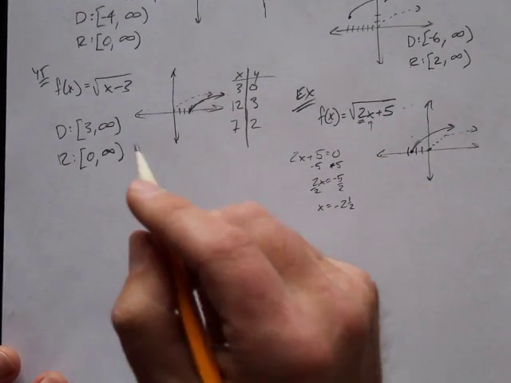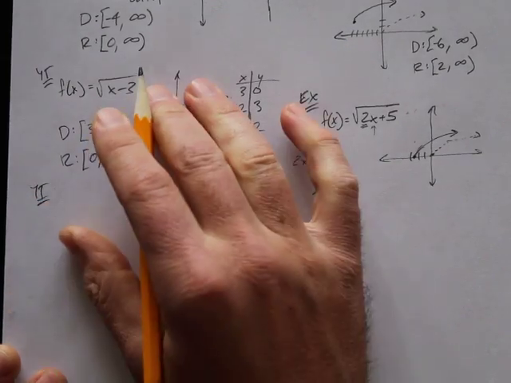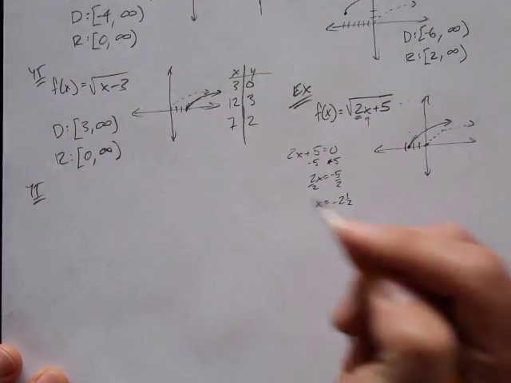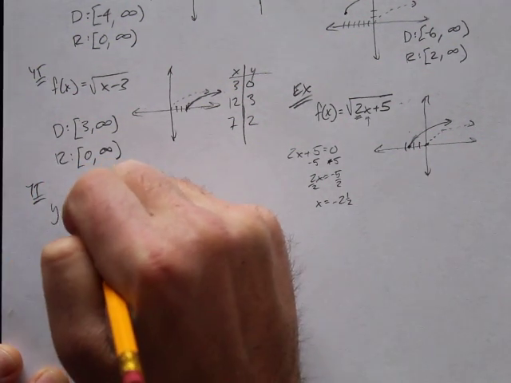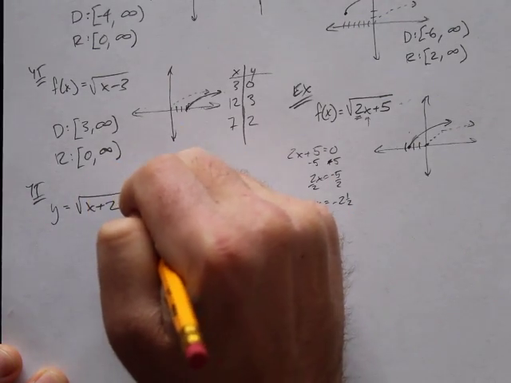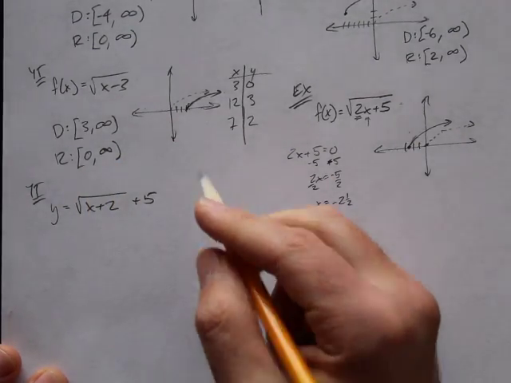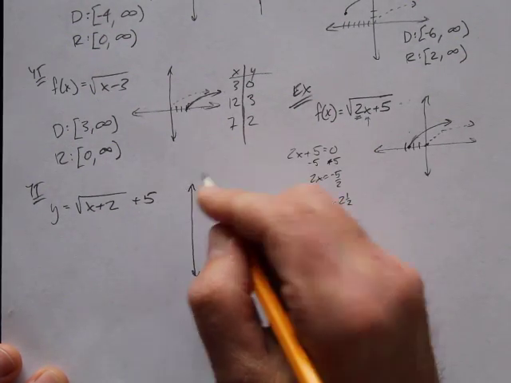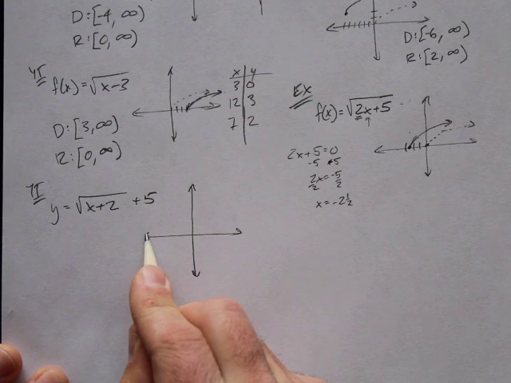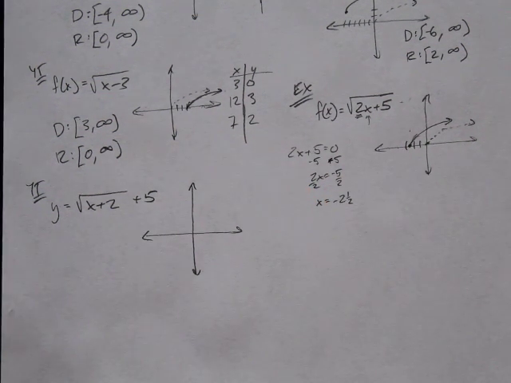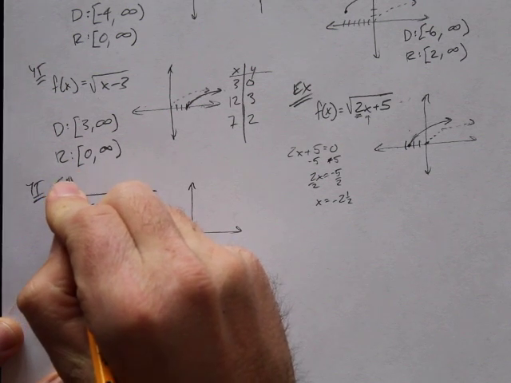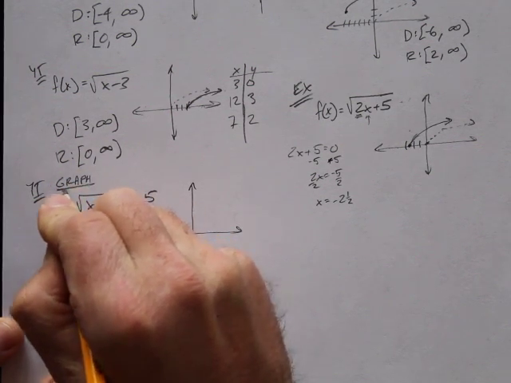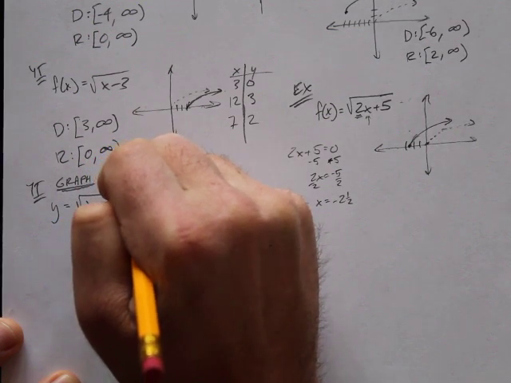All right, let's do another try. We're just going to graph this: y equals the square root of x plus 2, plus 5. Notice the 5 is outside of the radical sign. I'd like you to graph this one. Oh, I should have said this before we got started: graph this, and I also want 3 points.